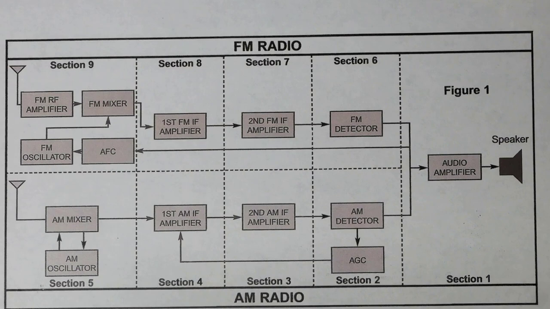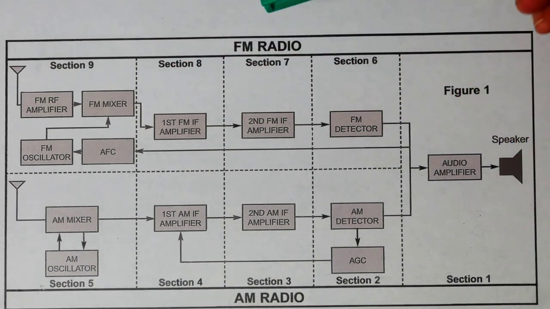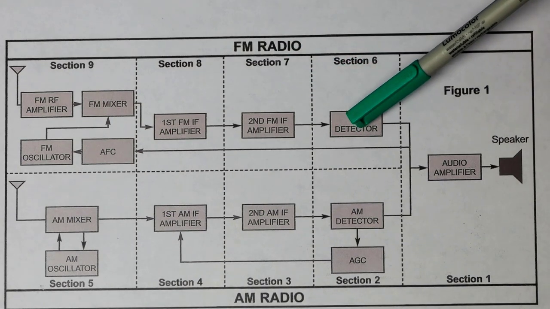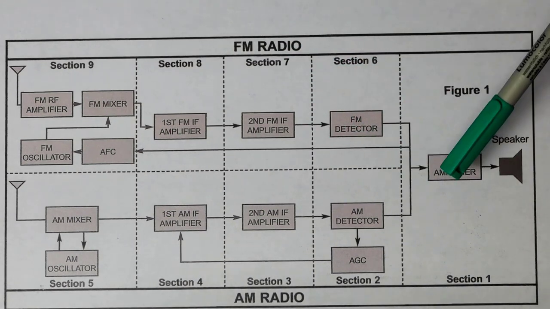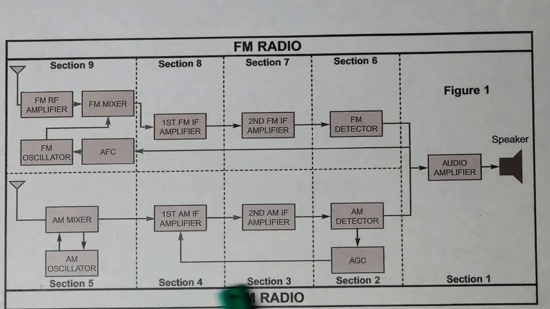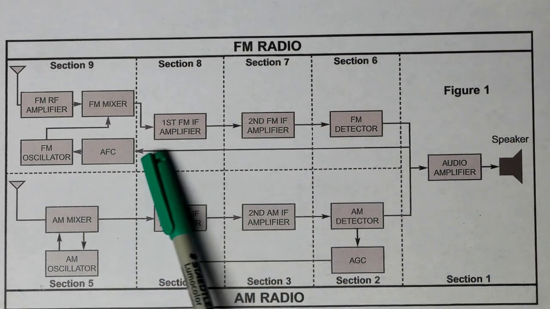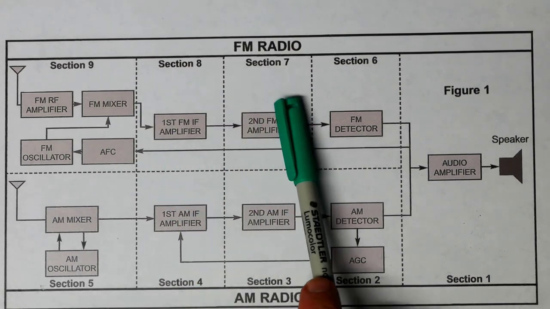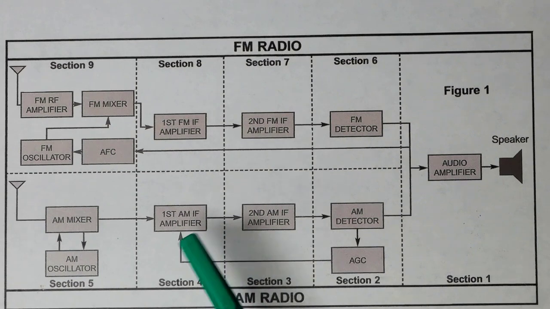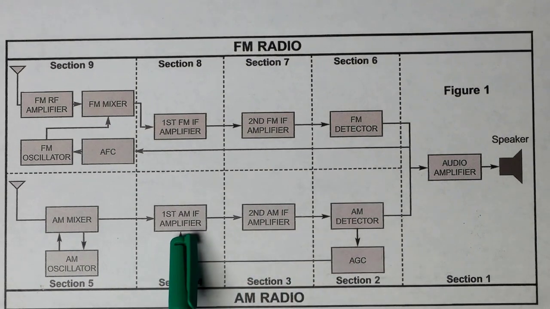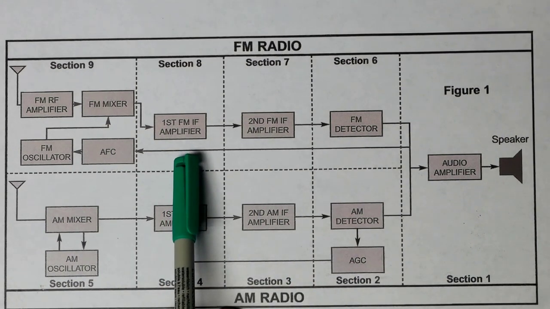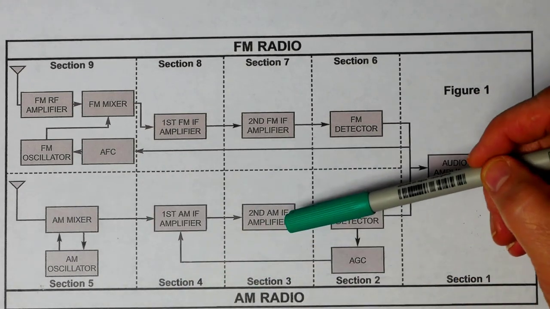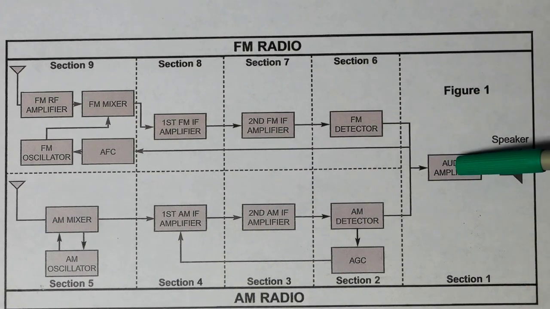Well, it's time to get started on the block diagram. This is the block diagram from the manual, and you'll notice that there is a lot of commonality in terminology between the AM section that we had done earlier and the FM section we're doing now, which is going to make it easier to actually explain what the FM radio does, because we've already talked about the concepts. A first AM-IF amplifier is going to work the same as the first FM-IF amplifier, albeit different frequencies. Same is true for the second here and our audio amp.